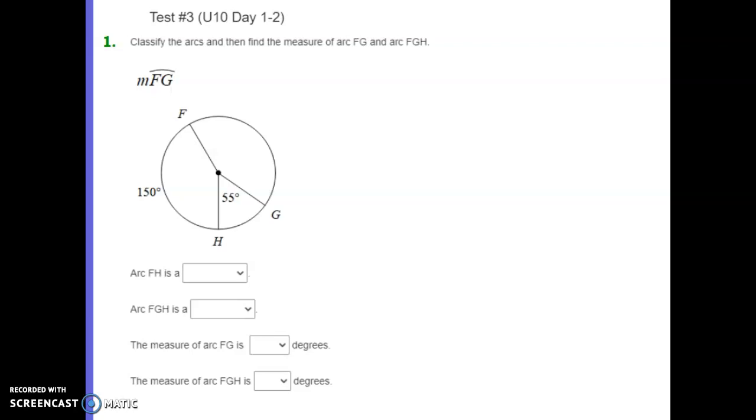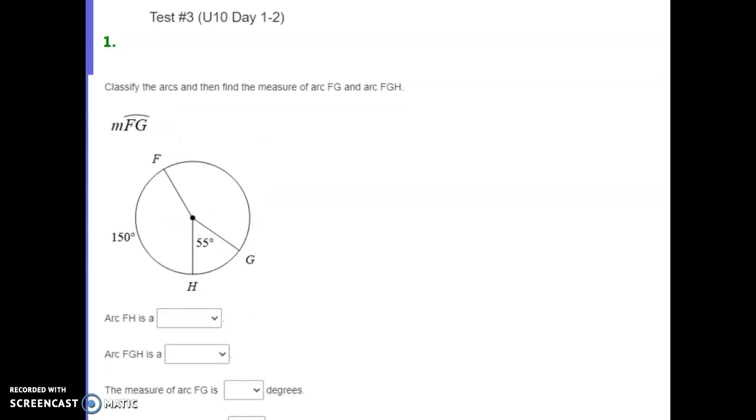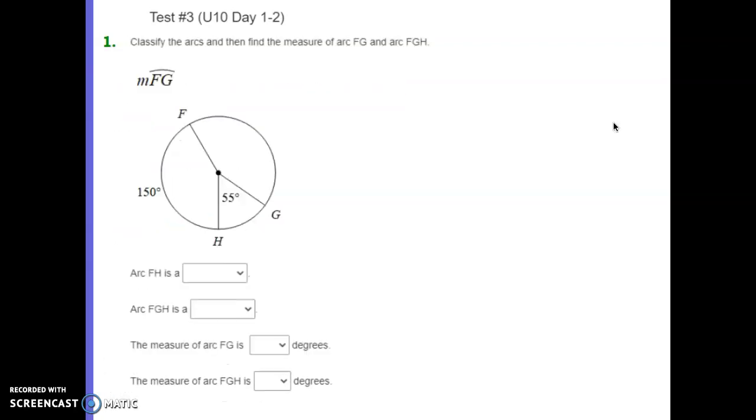All right, so arc FH, arc FH there in blue is 150 degrees, so that is a minor arc. Arc FGH has 3 letters, F, G, H, greater than 180, so that's a major arc.